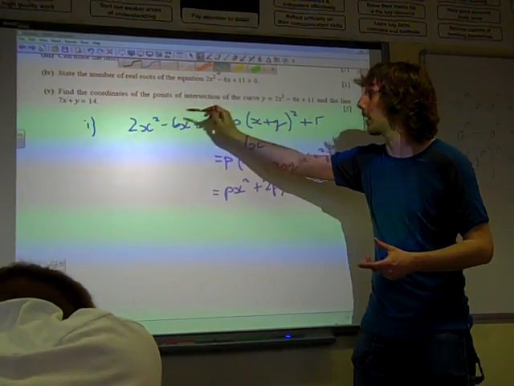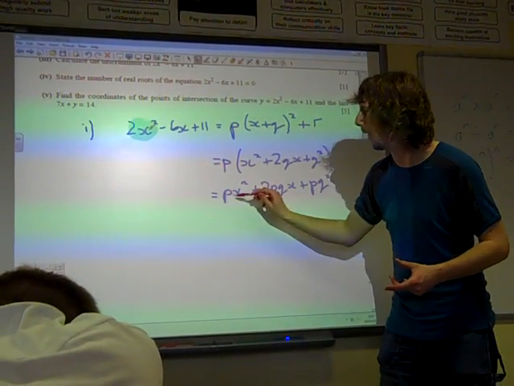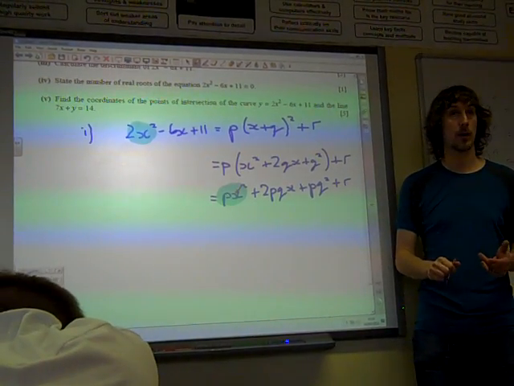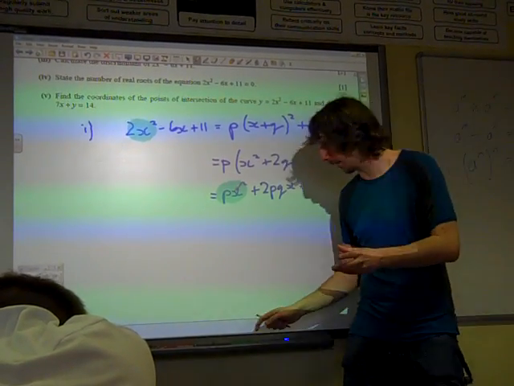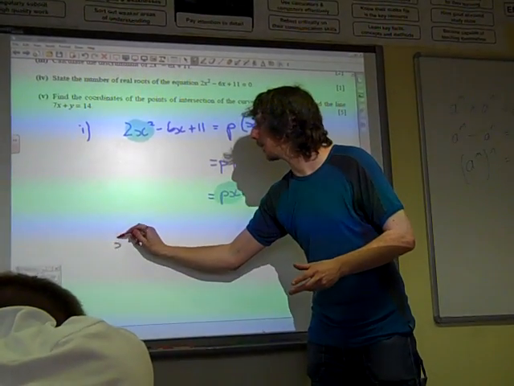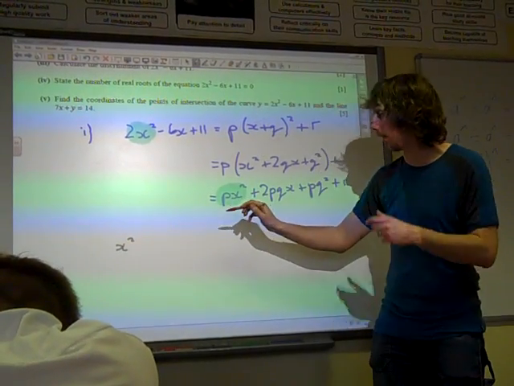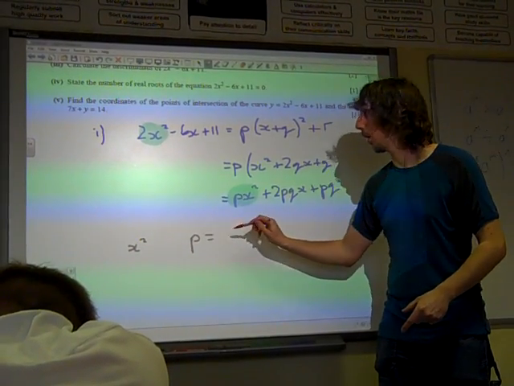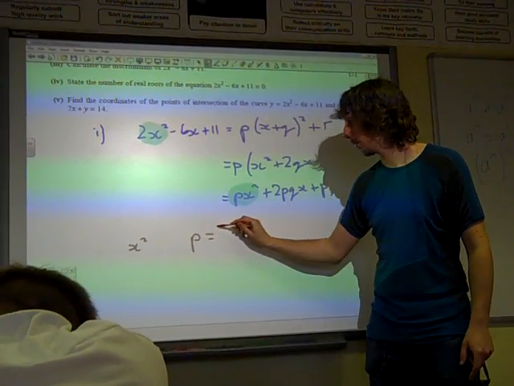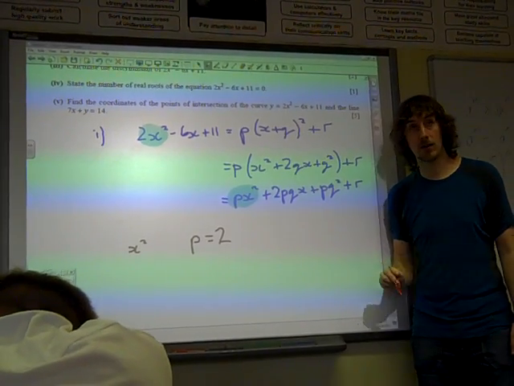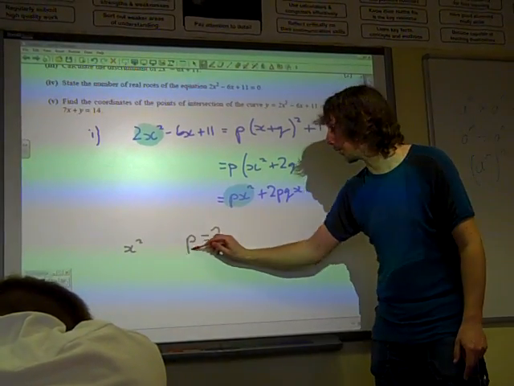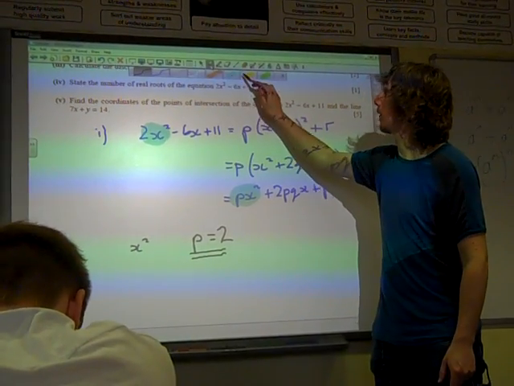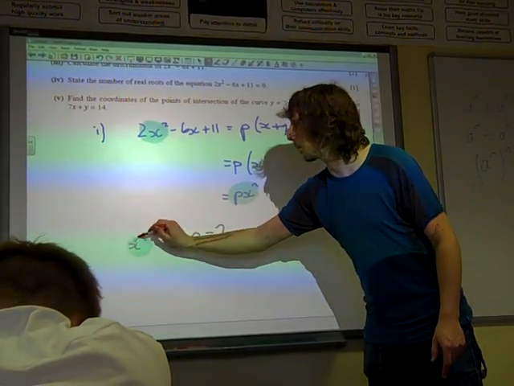We have genuinely got three things to look at here, because let's start by looking at the x squared term. They've got to be saying the same thing on both sides of the equation. We look at the x squared. On the right we've got px squared. On the left we've got 2x squared. So straight away we've got that p has to be equal to 2. Great start. All right, so that was the blue bit.